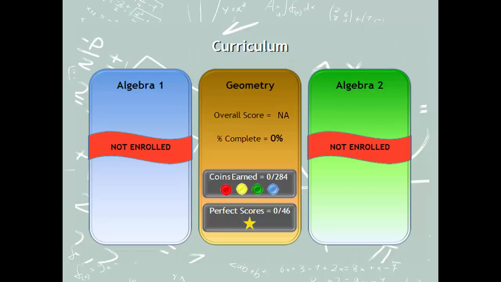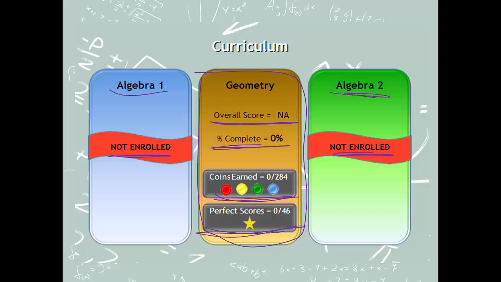Whatever way a student registered, they will end up on this page. This is their curriculum page. This is their home page. This tells them what curricula they have access to. So obviously they can see Algebra 1, they were not enrolled. Algebra 2, they were not enrolled. But Geometry, they're enrolled in. So they can see the overall score. I haven't started yet, so it's NA, 0% complete, because I haven't done anything. We also keep track of the number of coins they have earned and the number of stars, or perfect scores, they have received, which I will get to later on in the video. Whatever curriculum they have, as soon as they click on it, that's going to take them into the curriculum.